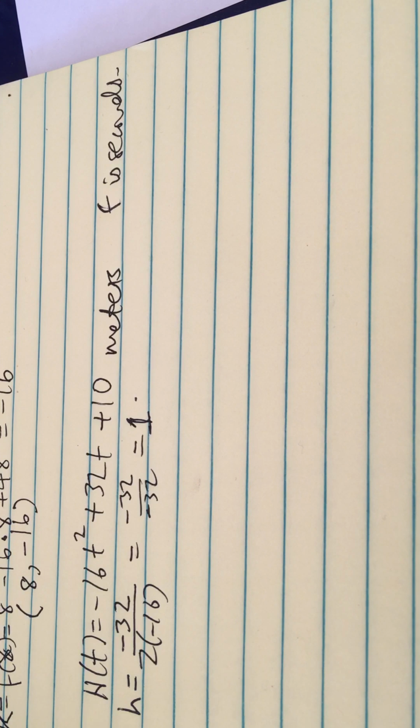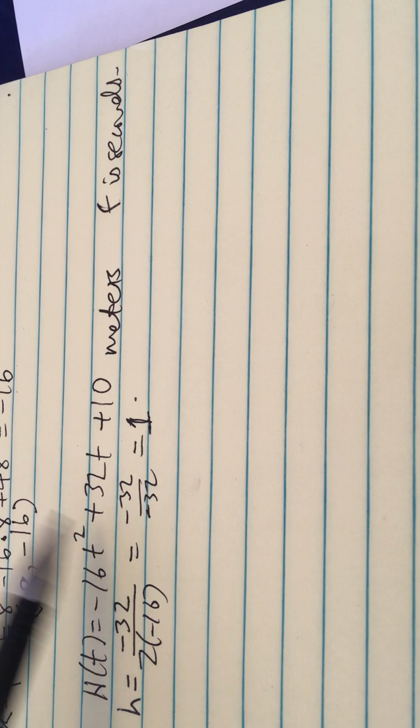Okay, so now we're going to move on to question 2. Question 2 has to do with this object being projected straight up in the air. And so the formula is right here. The first part says find the time at which the object reaches its maximum height.